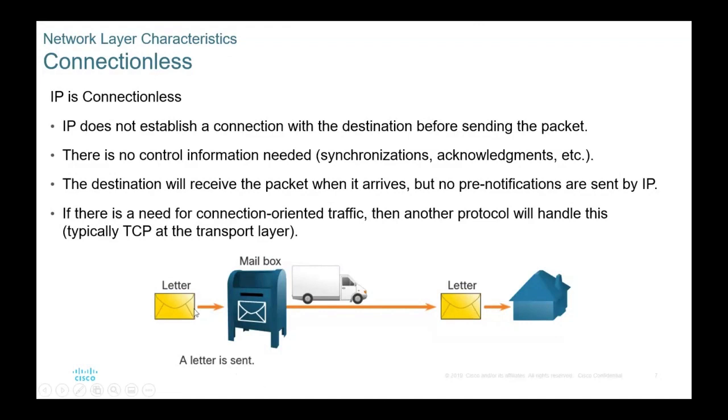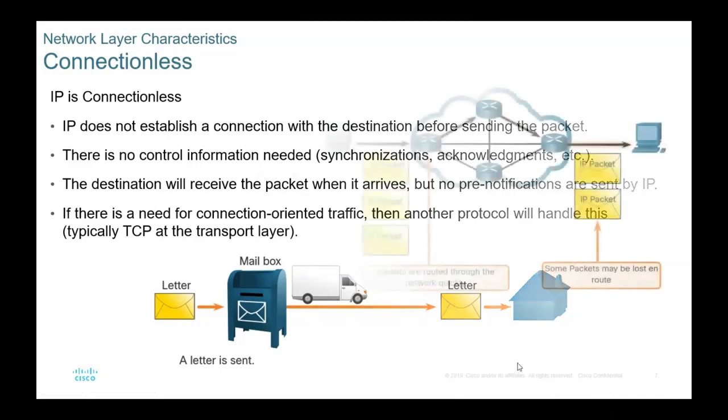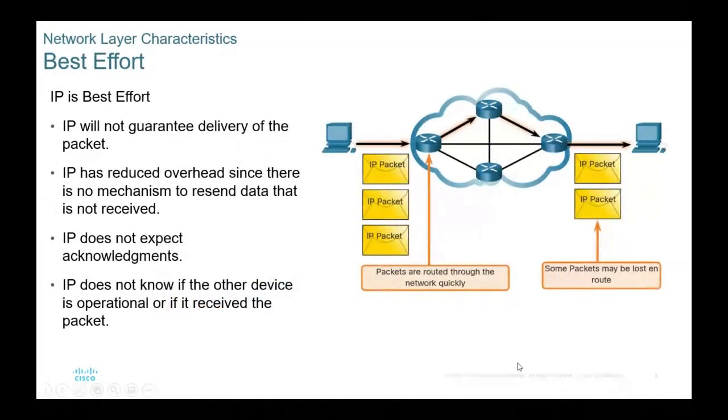So if we take this analogy as a letter, we just post it. We don't know when it's going to get to the house, or which way it's going to go on the streets to get to the house, as long as it gets there. And when it gets there, it gets there. So best effort. We send it. We can't guarantee it's going to get there. It's not like certified mail where you sign for it. It's just going to be sent and it's going to be there. But you all know that sometimes letters get lost as well.